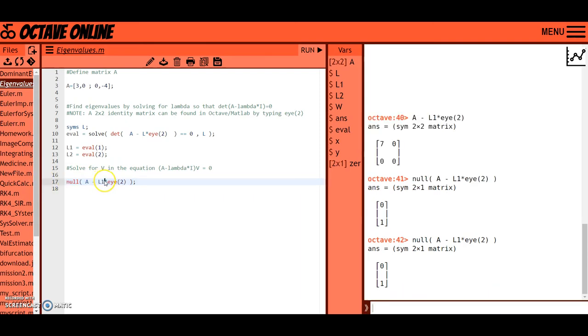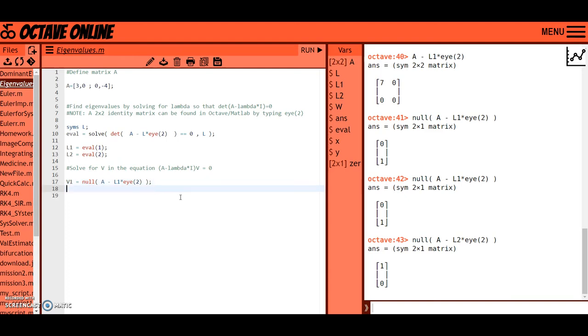Excuse me, I didn't change that. I meant to change it to L2. We should get the vector 1, 0, which we do. Okay, so for the first eigenvalue, we'll call that V1 equals the null of A minus lambda 1 times I, and V2 equals that same thing, except we're going to change L1 to L2. Okay, so now we've come up with a mechanistic way to do all of this.